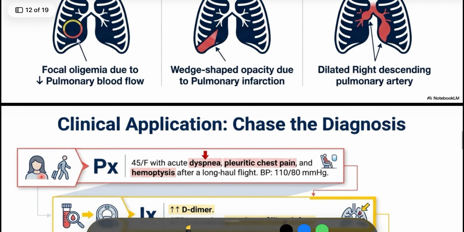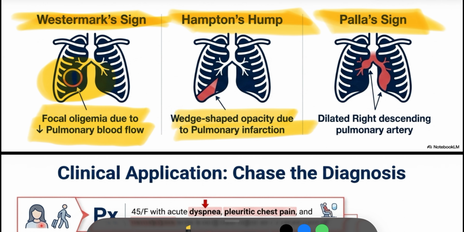Then we have wedge-shaped opacity due to pulmonary infarction. Obviously, when there is no blood supply, tissue is going to die. So this is what happened in all three. And one more is that there is no blood supply to the front side, so it will obviously be dilated at the particular site where more blood is accumulated due to the clot.